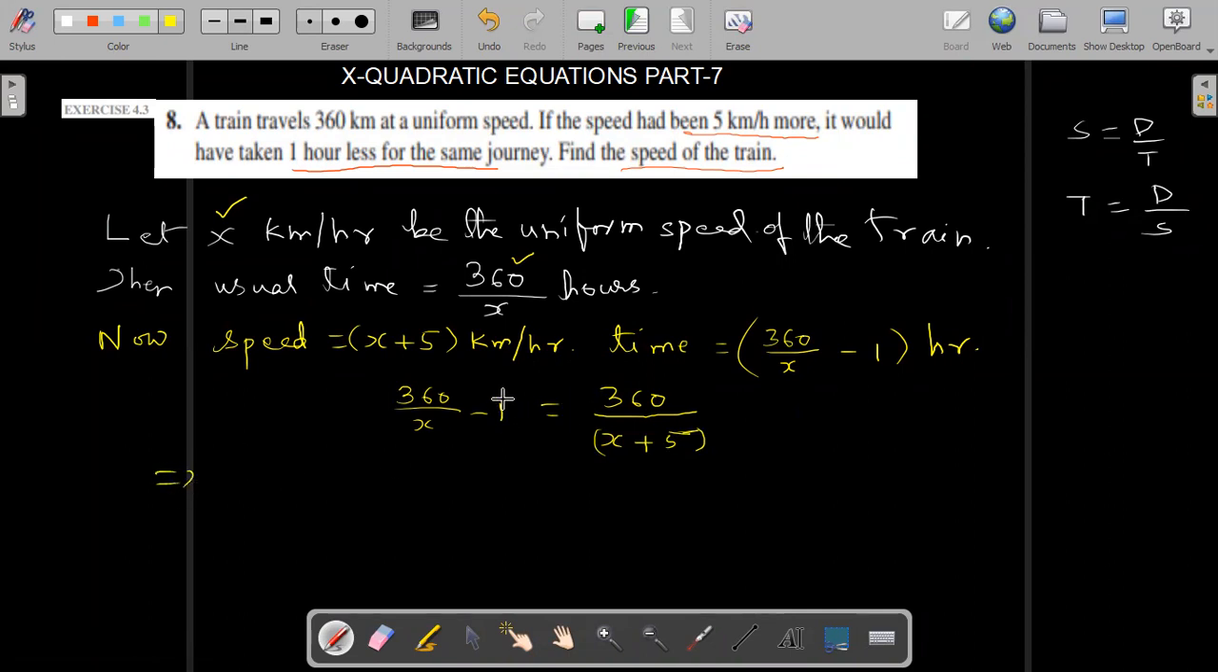Now, in order to solve, you have to bring the 1 to this side and this to the left side so that it becomes easy to solve. So this will become 360 by x minus 360 by x plus 5 is equal to 1. Now solve this equation. Take the LCM.